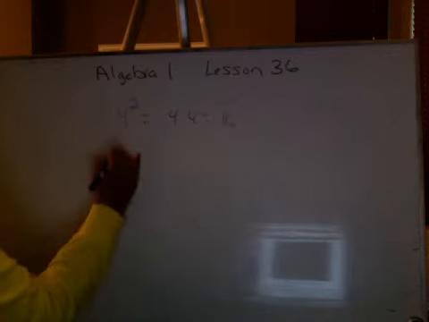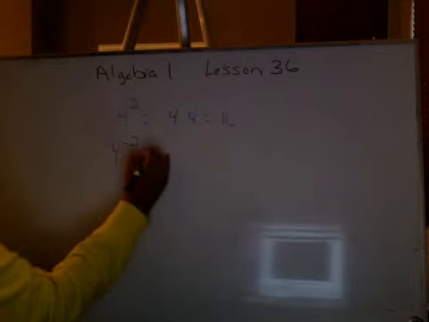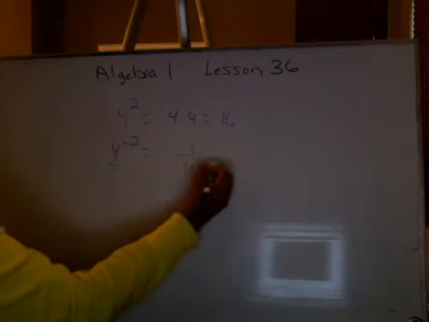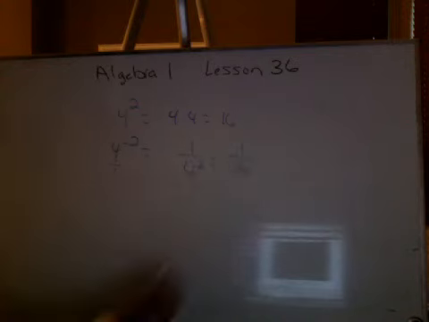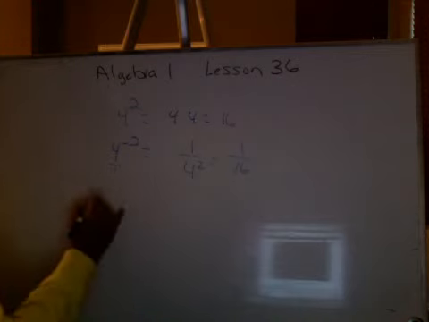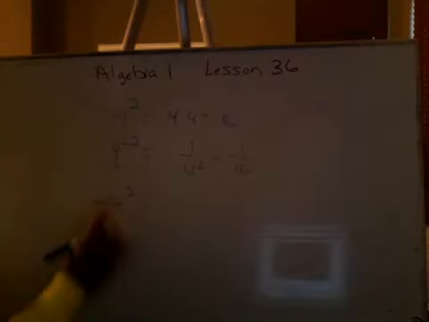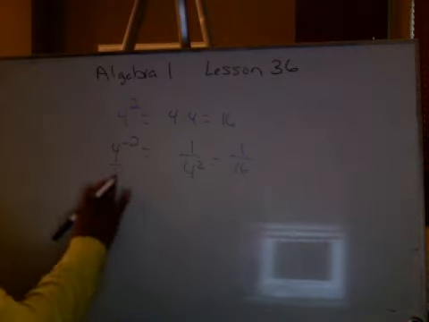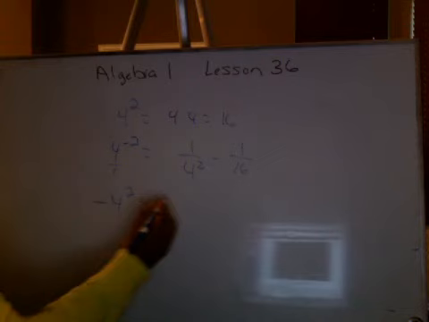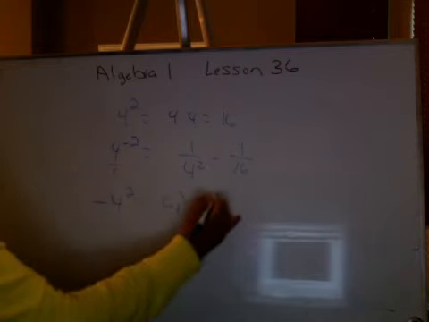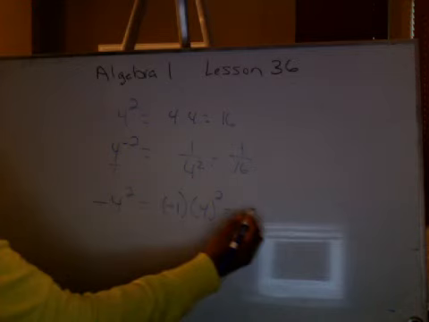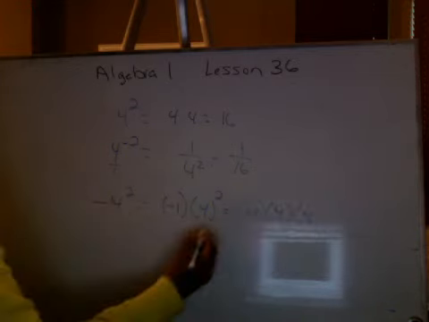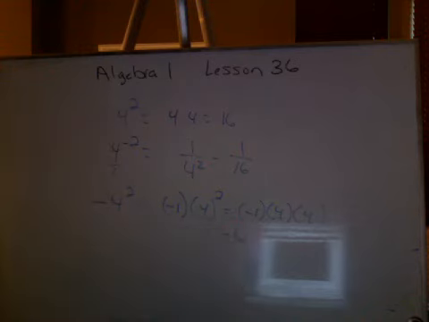Let's look at 4 to the negative 2. Well, this means you take its reciprocal, which is 1 over 4, and square it, then it becomes 1 over 16. Let's look at negative 4 squared. Remember, we said if the negative is not protected by parentheses, it doesn't get raised to the power. So this is like saying negative 1 times 4 raised to the second power, which is equal to negative 1 times 4 times 4, which gives me a negative 16.